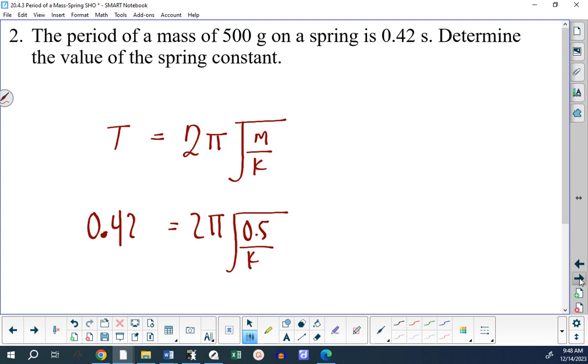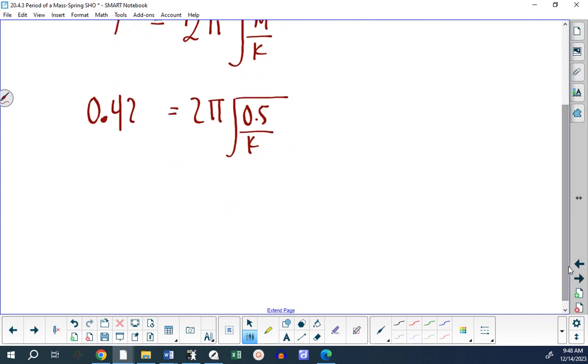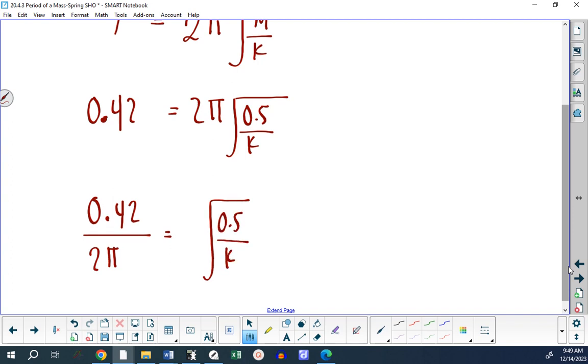Those of you in Math 20, you have a slight advantage here because this is a radical equation. It contains radicals. And you've been taught that what you want to do is isolate the radical and then square both sides. But even if you haven't taken Math 20, I think it's reasonable to understand that if I divide 0.42 by 2 pi, I'm left with this. So how would I get inside of that square root, which we call a radical in math? How would I get inside of there? I would square both sides.